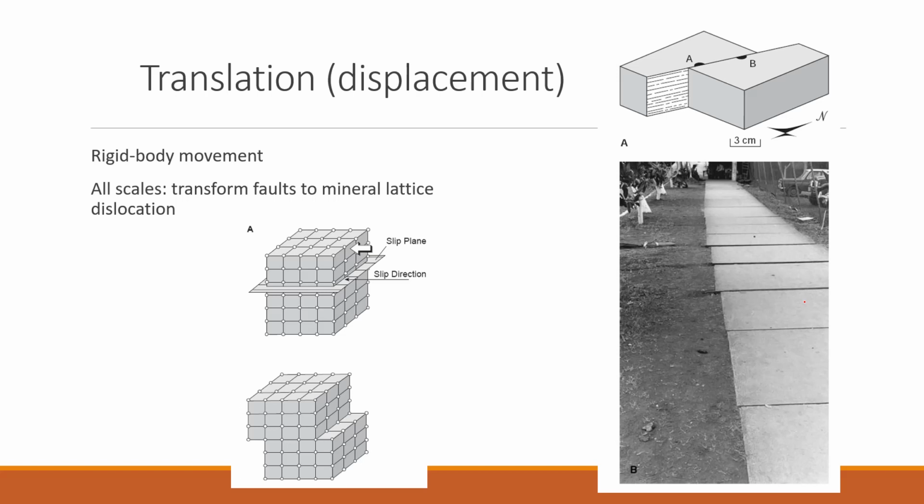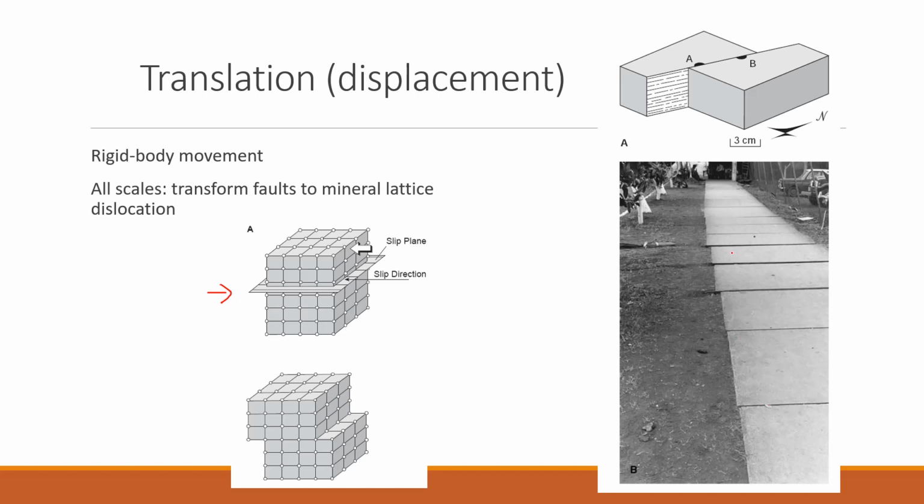Translation, which is a type of displacement. So it's rigid body movement, and so it happens on all scales. So this can happen on a large scale, and the reason it can happen on a large scale is because when we go down to that crystalline lattice that makes up our mineral structure, we're actually seeing dislocation along those lattice. So we're seeing slip on the microscopic scale. That's what we're seeing here. So this is basically just objects sliding without changing shape.